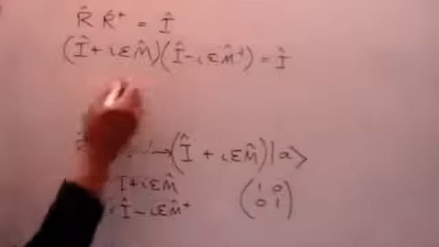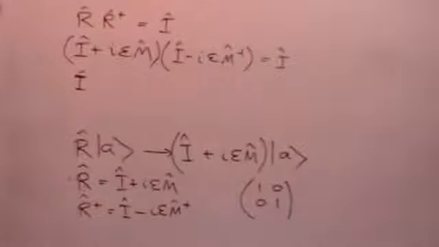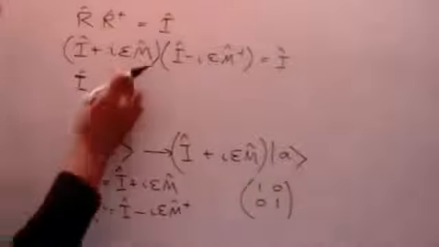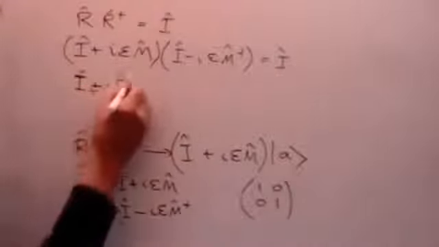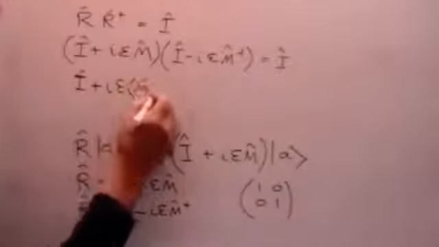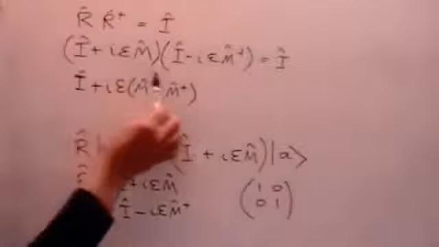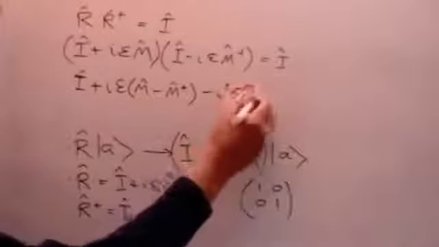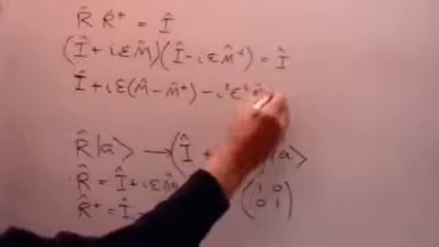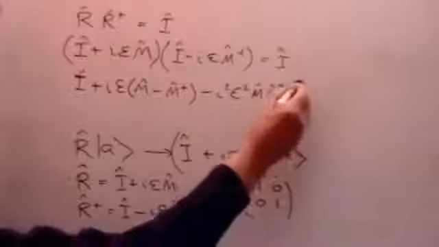Multiply that out. I times I is I squared. Well, I squared, of course, is simply I, because I is the matrix equivalent of 1. 1 squared is 1. Then if we multiply these two terms, we're going to get plus iε into M minus M dagger. And then we've got to multiply these two terms, which is going to give us minus i squared ε squared M M dagger. And that is all going to equal the identity operator I from here.